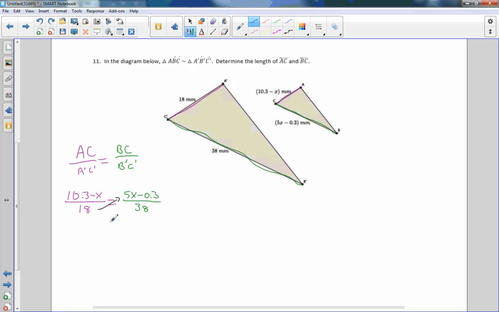I'm going to multiply these two. Order really didn't matter. I could have done these two first, but anyhow, I'm going to do 18 on this side times 5x minus 0.3 equals, and then I'm going to multiply these on the other side. 38 times 10.3 minus x.